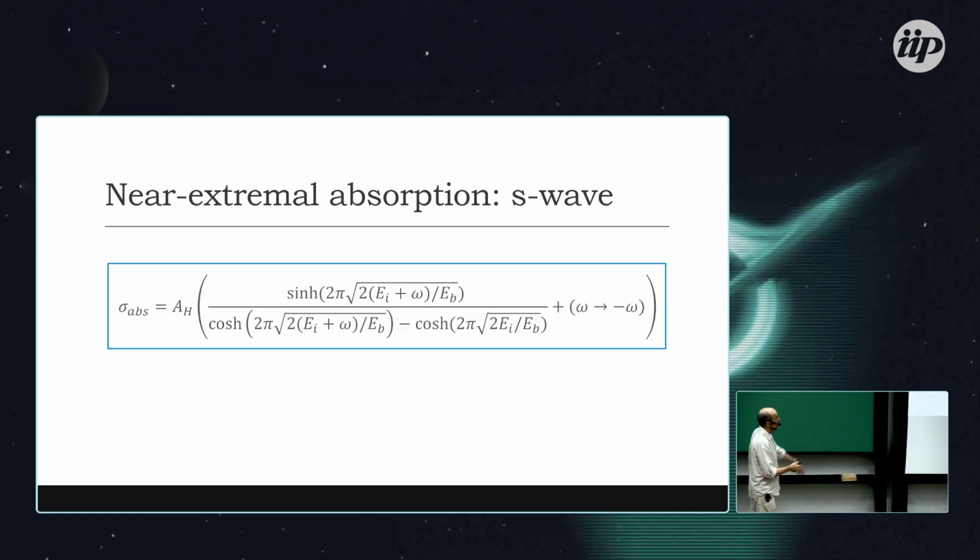Okay? So I computed the absorption cross-section using conventional quantum mechanical formulas, and I get a result that's given in terms of the energy of the initial black hole, the frequency of the incoming radiation, and also this parameter that tells me what the black hole is.